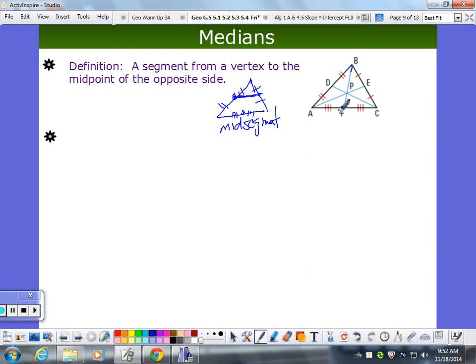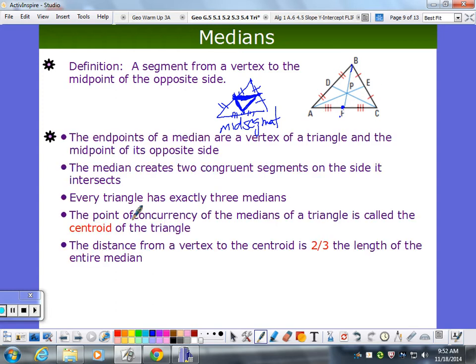Median is from midpoint to vertex. And what about mid-segments? Midpoint to midpoint. So a mid-segment does not touch the vertices. A median does. Distance from vertex to midpoint. So it's a different thing. So what do we know about them?